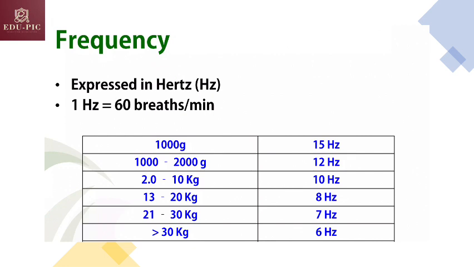And here is the frequency and the recommended rates that you can start with according to the patient weight. As you can see here, this patient is 1 kilogram or 1000 grams, and the advisable frequency to start with is 15 hertz, and one hertz is equal to 60 breaths per minute. And here for a patient more than 30 kilograms, the advisable frequency is 6 hertz. Look how much difference from 15 to 6 according to the change in the weight.